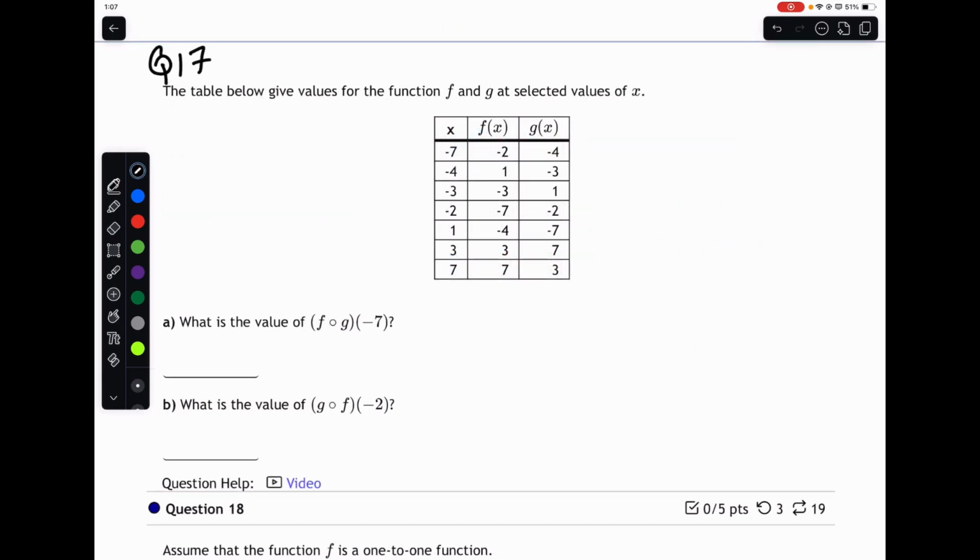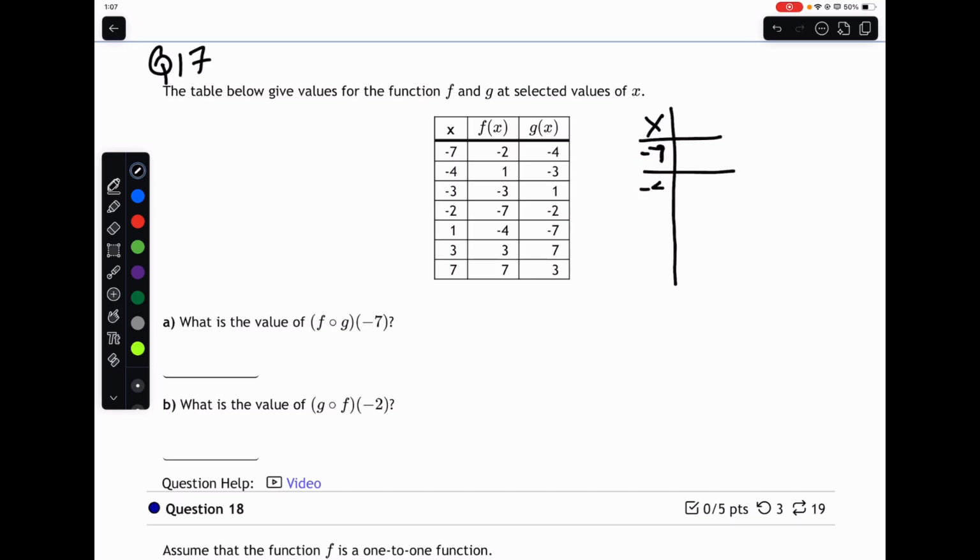Question 17 was cut off from the previous page, and it starts here. The table below gives you values of the function f and g at selected values of x, and we want to determine the composition using the table. So for this one, I highly recommend that you actually take the time and split up these tables. The x values are going to be the same. We're not switching anything. We're not flipping. We're not doing inverses, just regular functions.